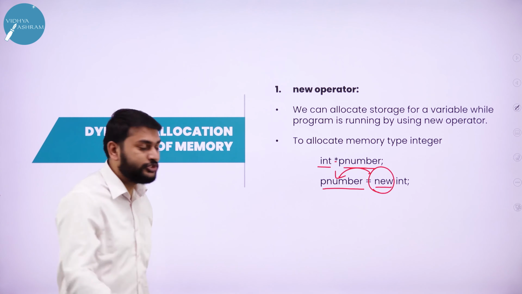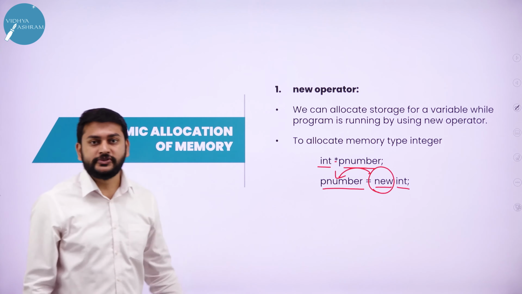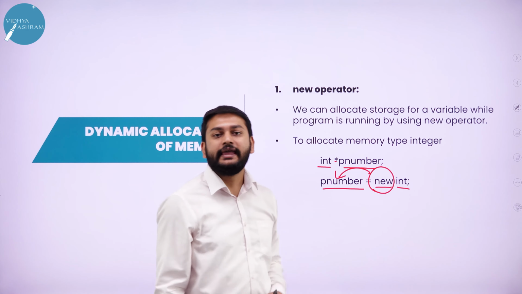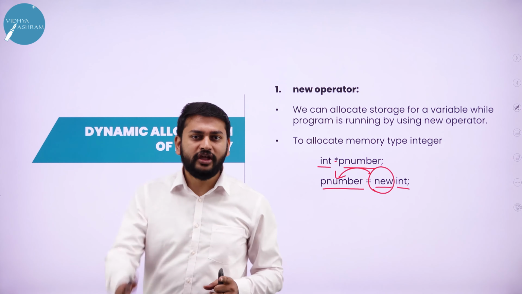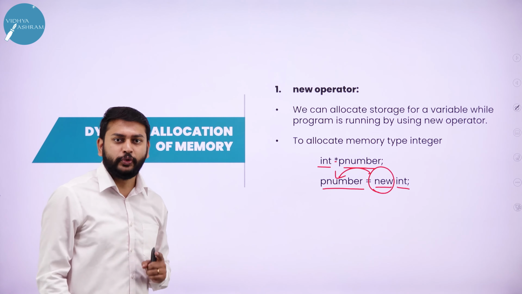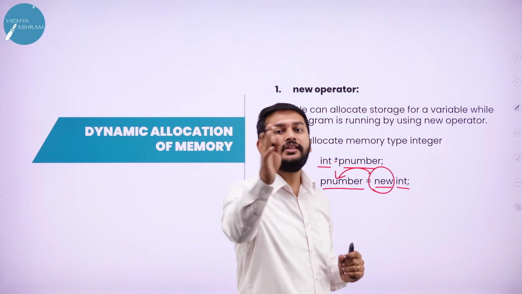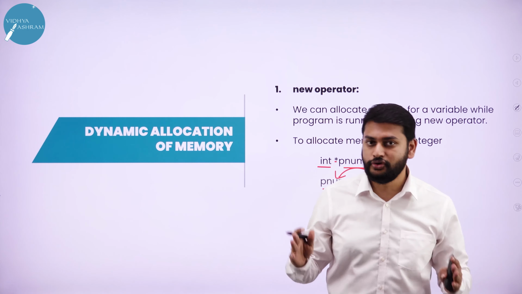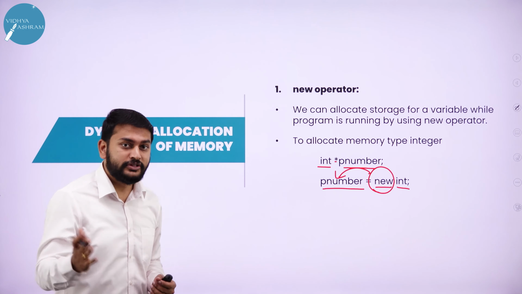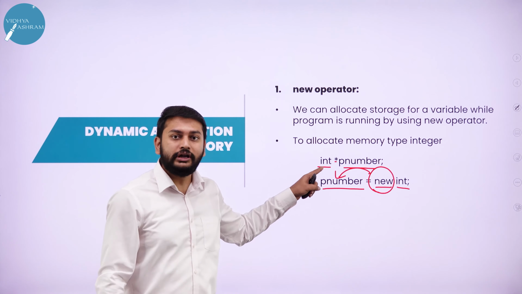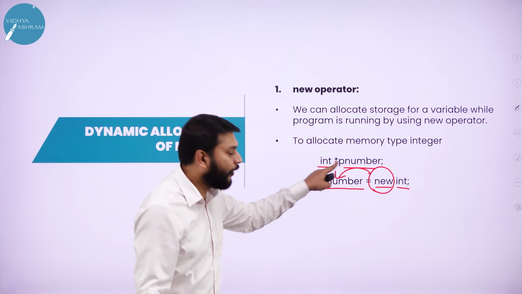So you have to mention what type of data you are trying to store by specifying the data type at the end of the statement. So this is the syntax to allocate the memory for any variable. You use the new operator to allocate the memory for any variable. So fine, here what type of variable are you trying to create? You are trying to create a pointer variable.